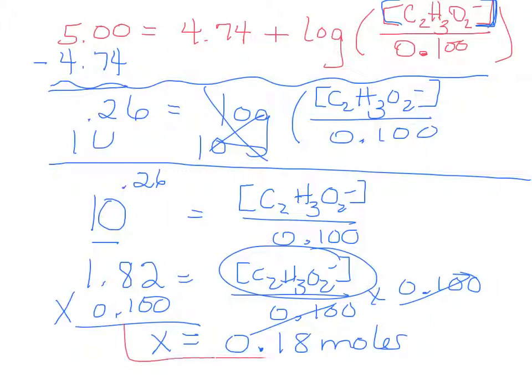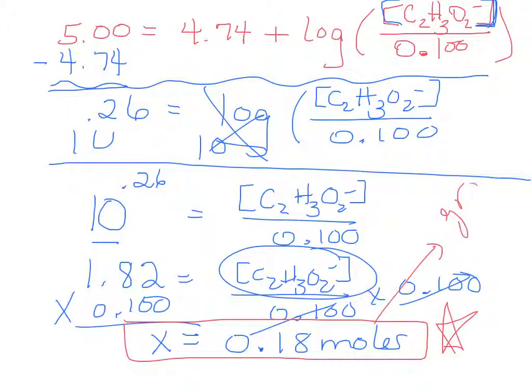Okay? And that is the answer to that one, using Henderson-Hasselbalch. And I just remembered that the problem asked for grams instead of moles, so obviously the next step would be to multiply 0.18 moles by the molar mass of the acetate. So I'm not going to do that here, though.